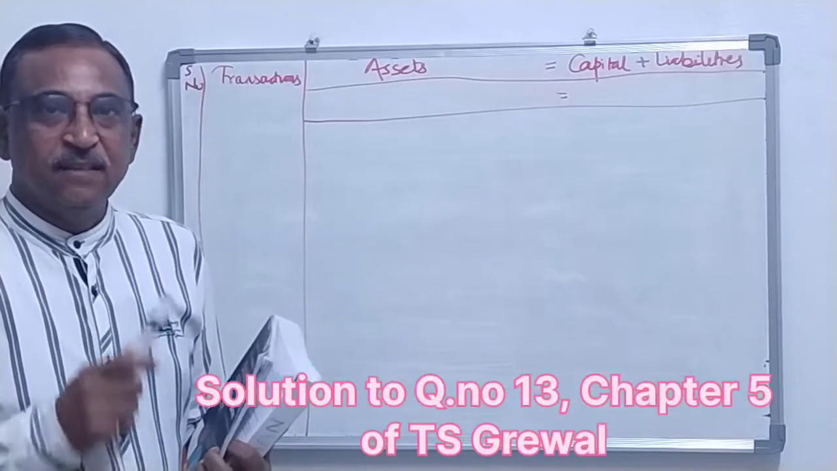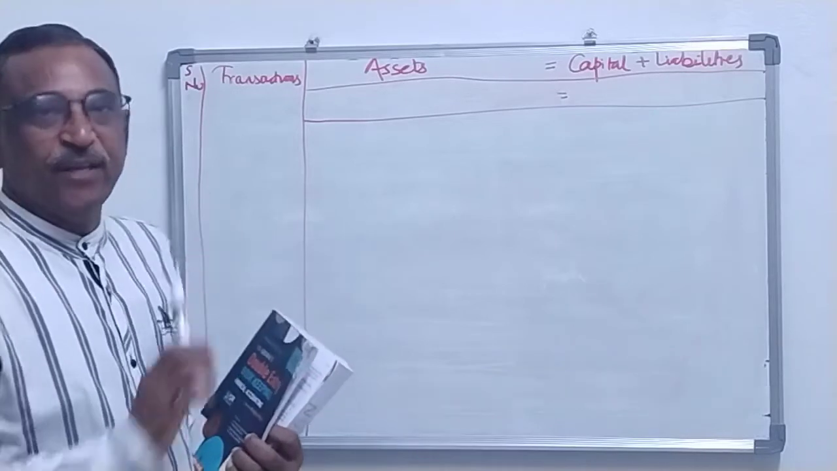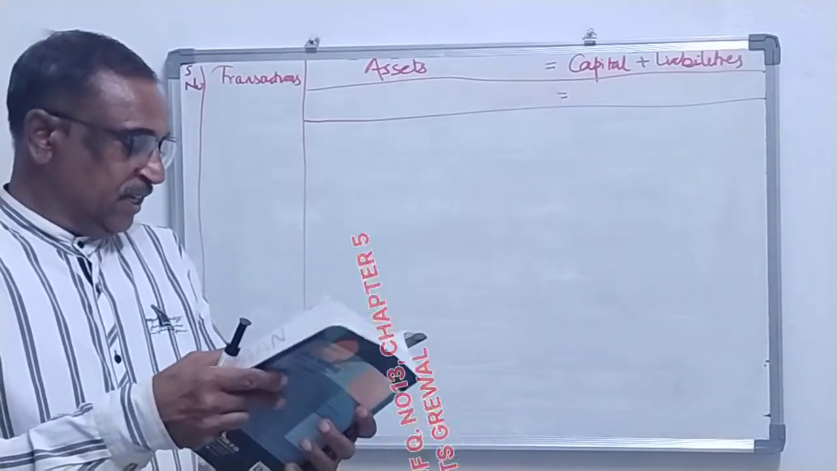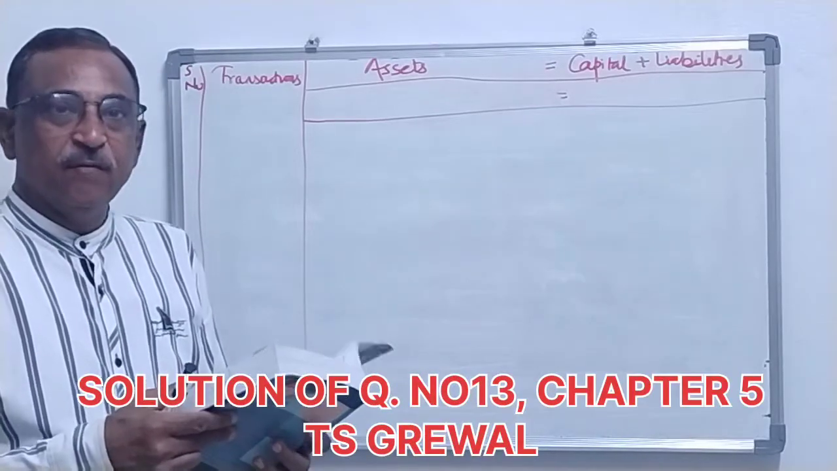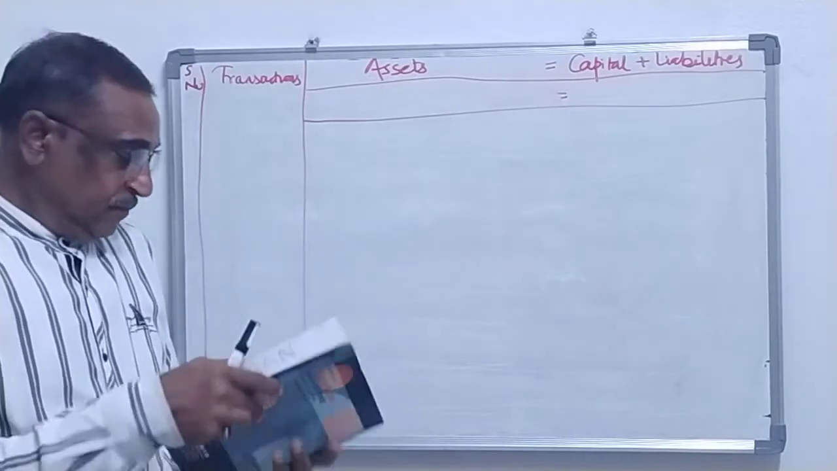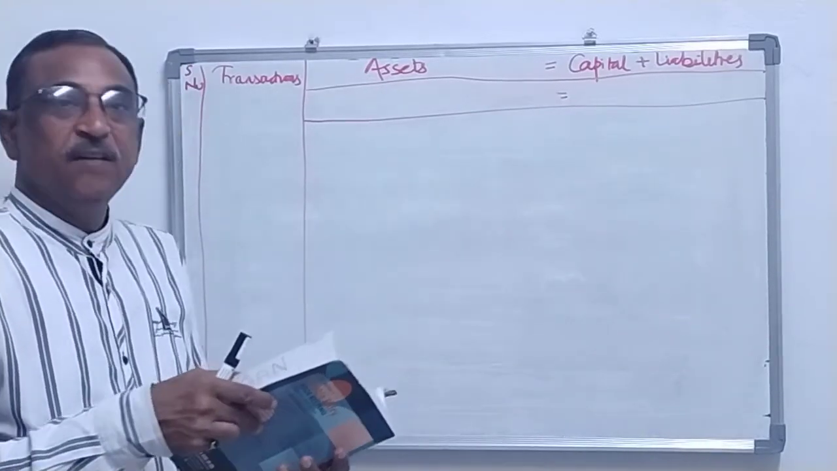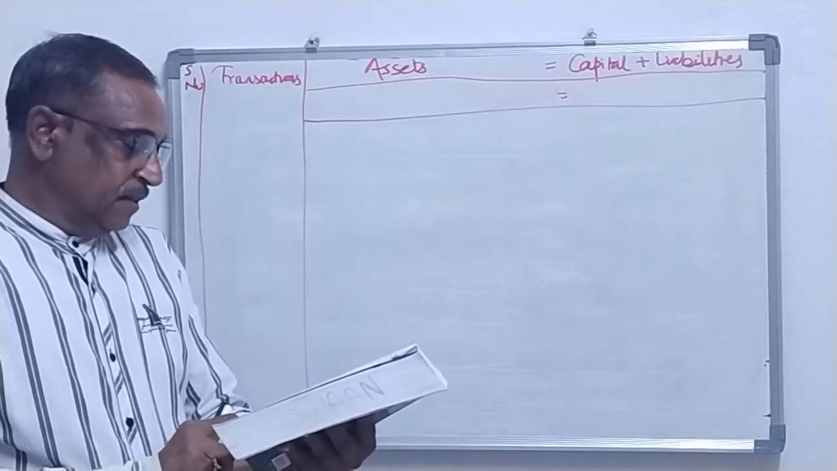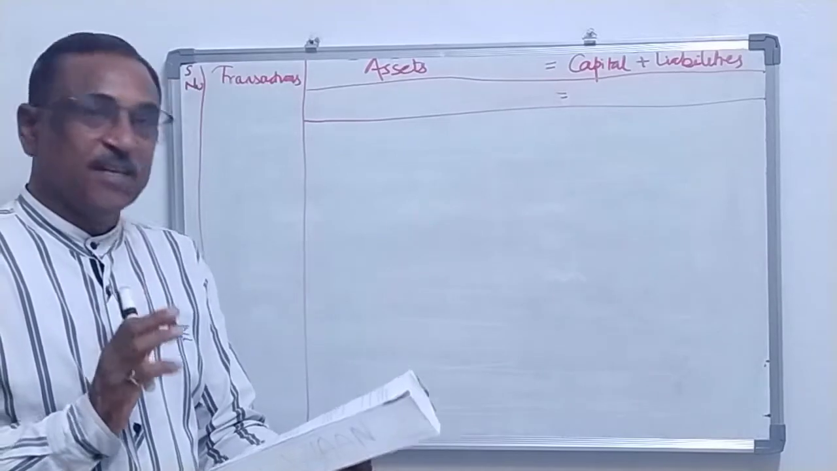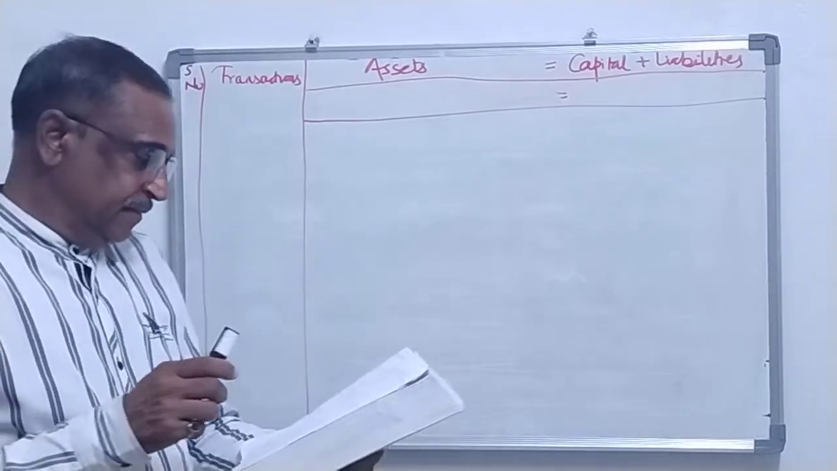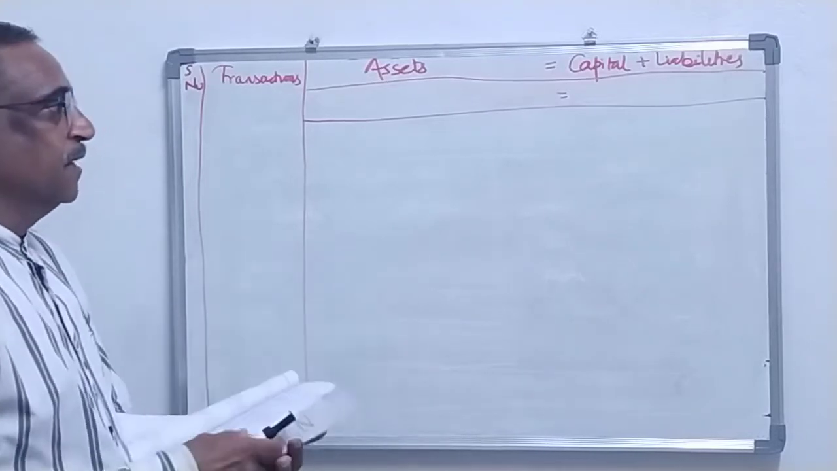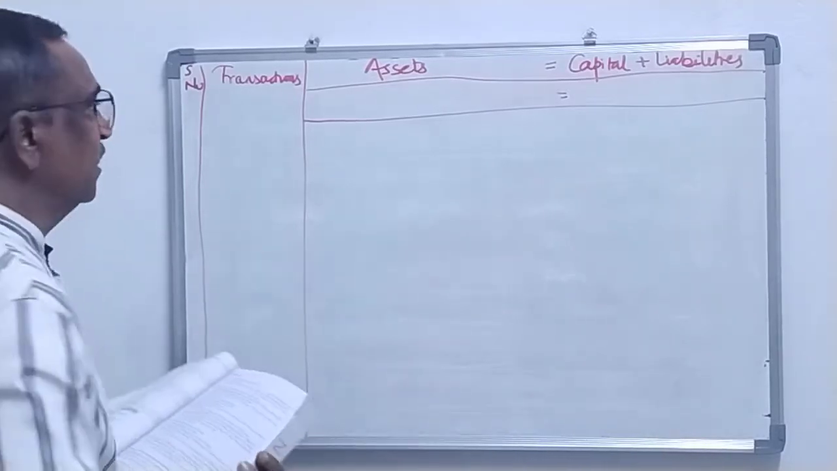Now today this is the second session on the accounting equation, and we are going to take up question number 13 of chapter 5 from T.S. Grewal, and write accounting equations for the transactions given in question number 13. So let's begin. Commence business with cash 50,000.